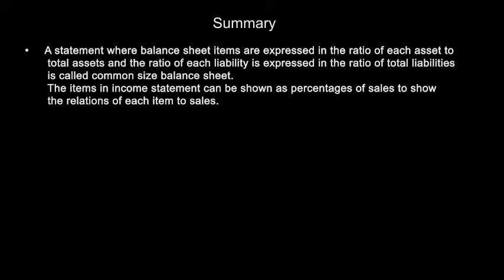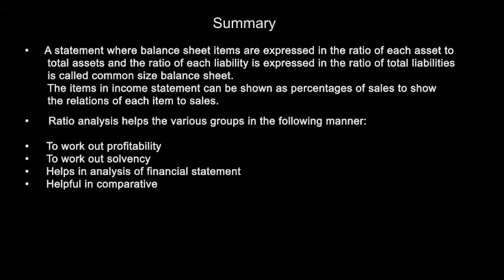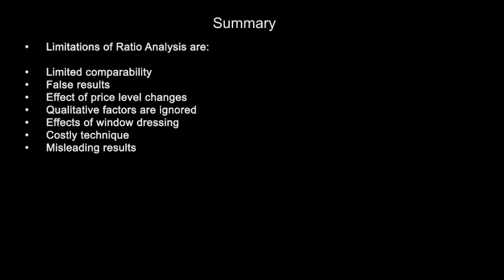The items in income statement can be shown as percentages of sales to show the relationship of each item to sales. Ratio analysis helps the various groups in the following manner: to work out profitability, to work out solvency, helps in analysis of financial statement, helpful in comparative analysis. Limitations of ratio analysis are limited comparability, false result, effect of price level changes, qualitative factors are ignored, effects of window dressing, costly technique, misleading result.